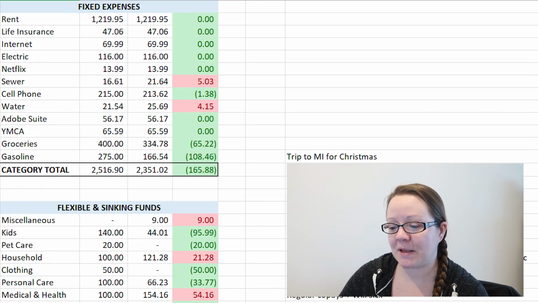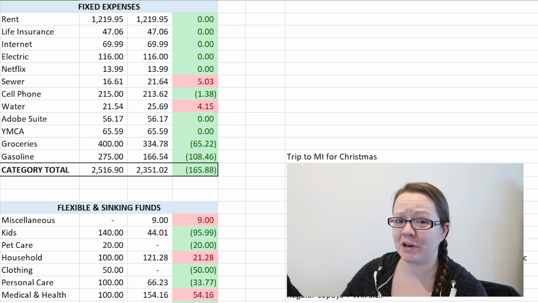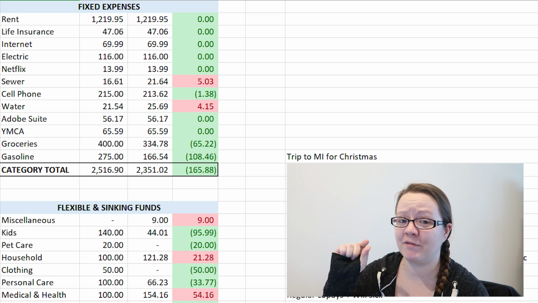So for income, I don't show you the exact numbers, but we did bring in quite a bit more than what we expected. I did some babysitting during the month and Will had a little bit of overtime. But starting with our fixed expenses, these are the ones that don't change very much, or that if they do fluctuate, it's by very little.